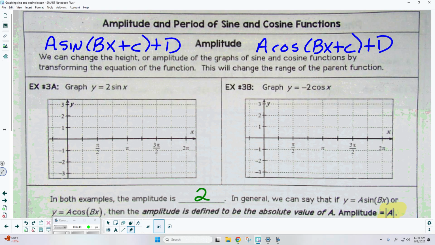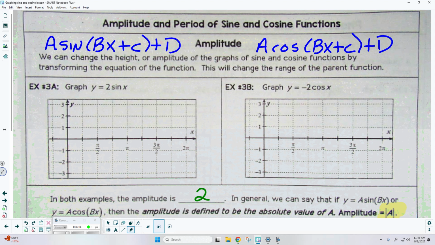Now, I strongly encourage you to go ahead and do this, especially since a lot of people are learning this for the first time. I would encourage you to graph what's called the pre-image. That's the parent function before any transformations. You always draw that as a dashed curve.